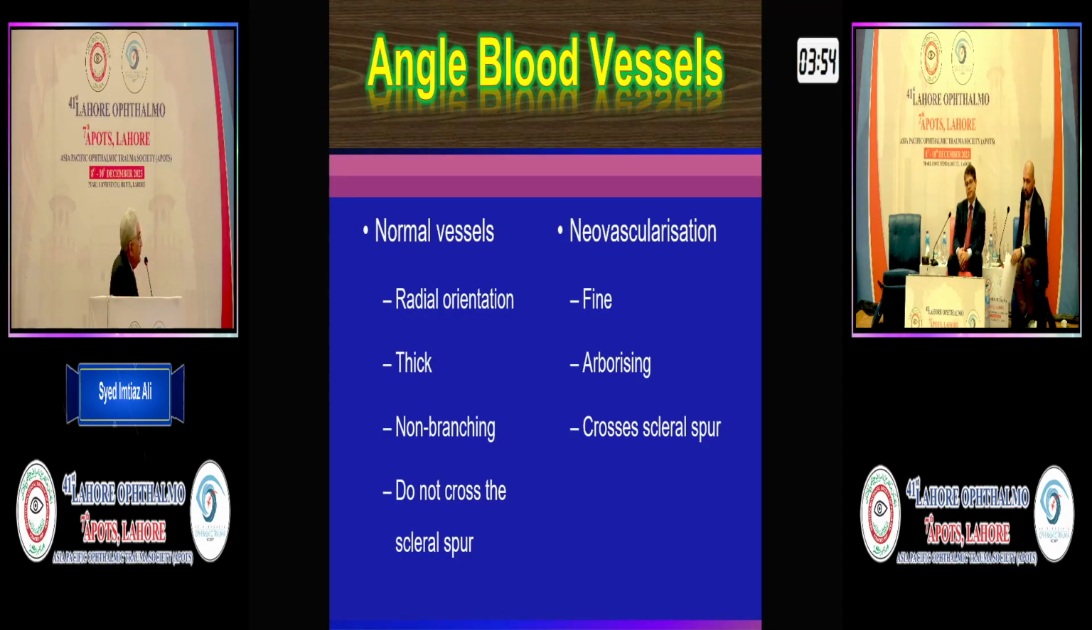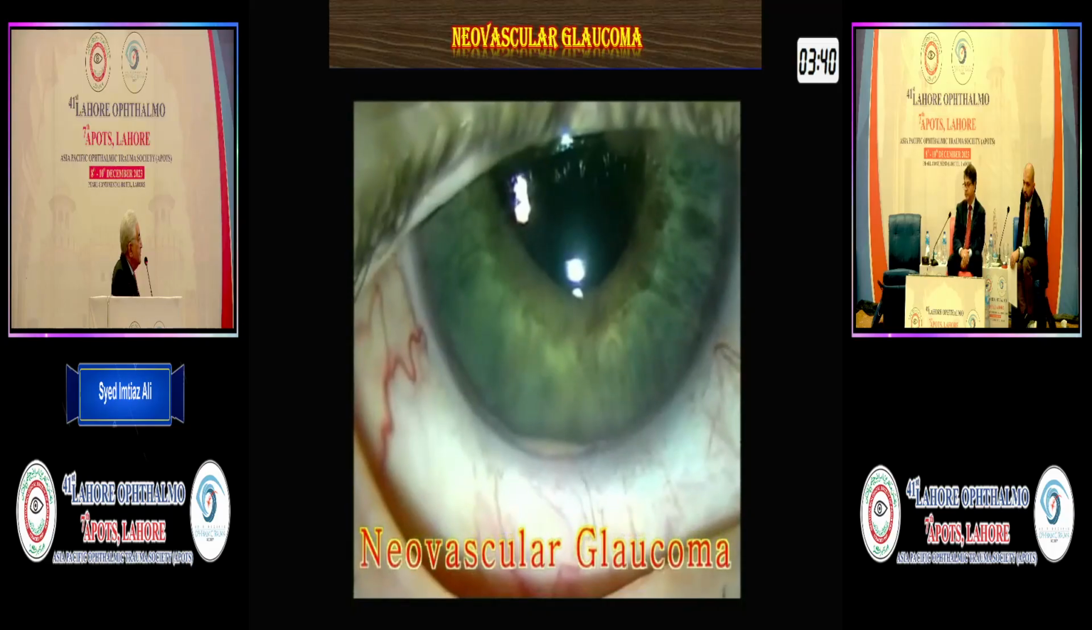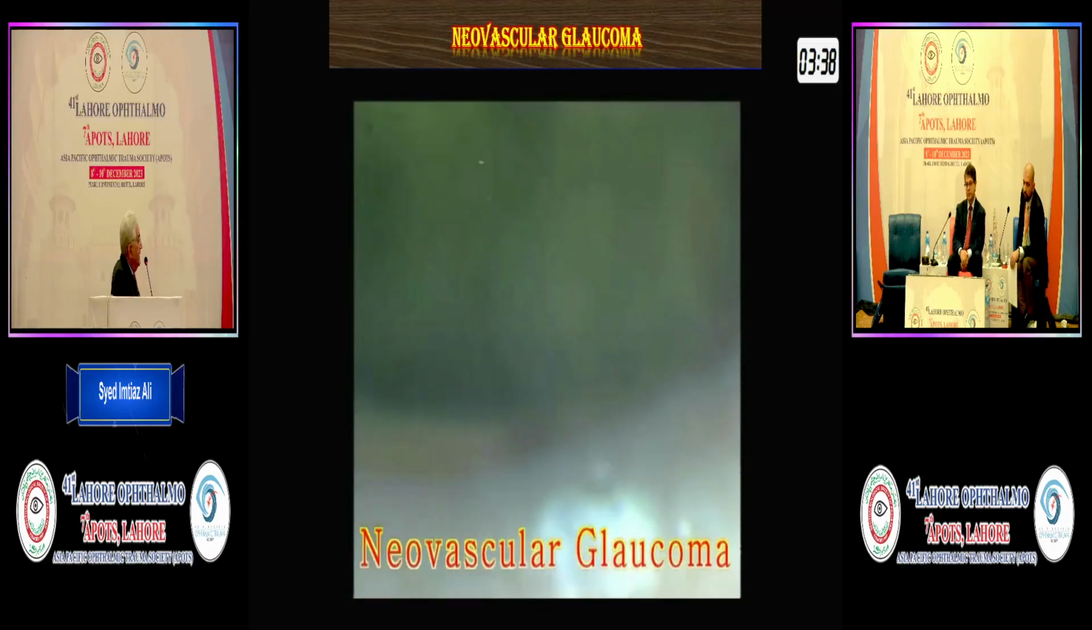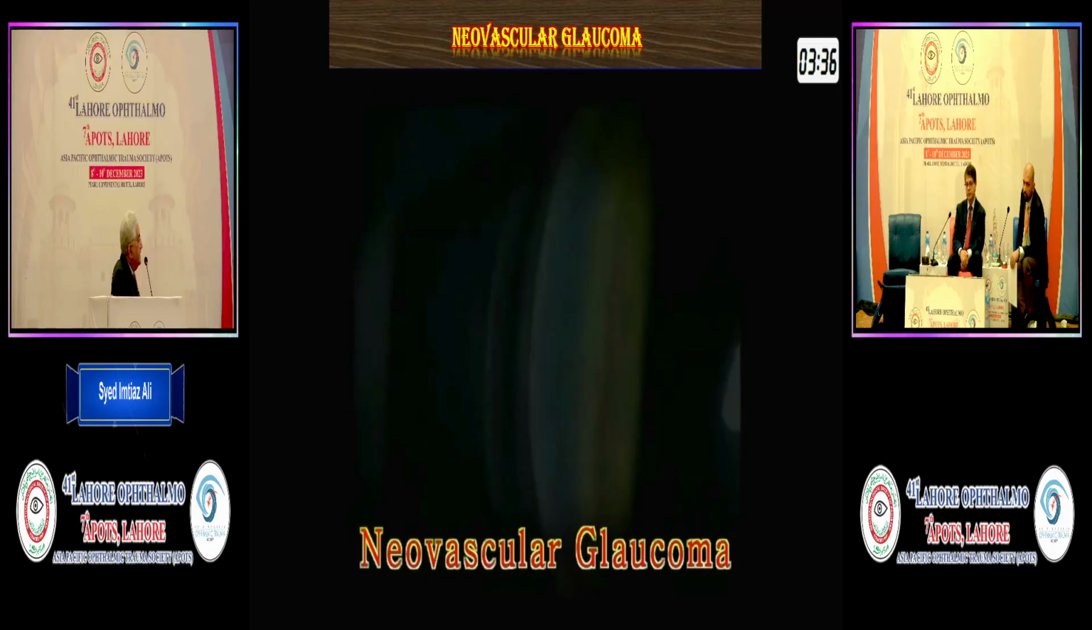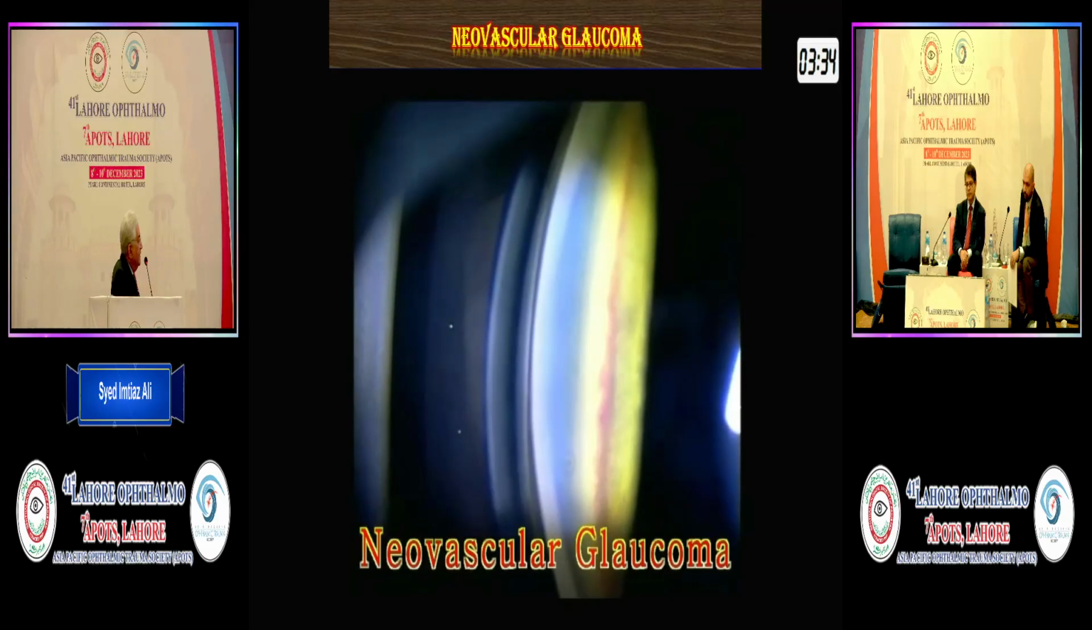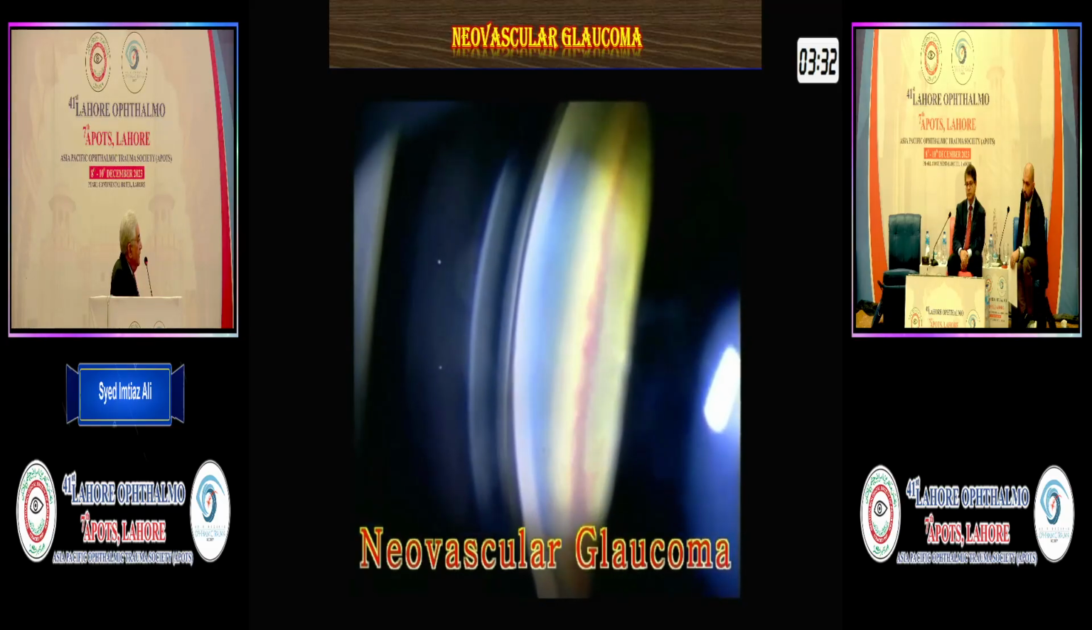Then, if you see angle blood vessels, they can be normal: radial orientation, thick, non-branching, and they do not cross the scleral spur. Neovascularization will be fine, arborizing, and it will cross the scleral spur. These are the neovascular glaucoma, and you can see in the angle there is a streak of blood vessels there.